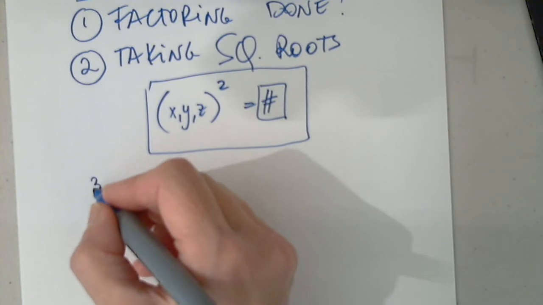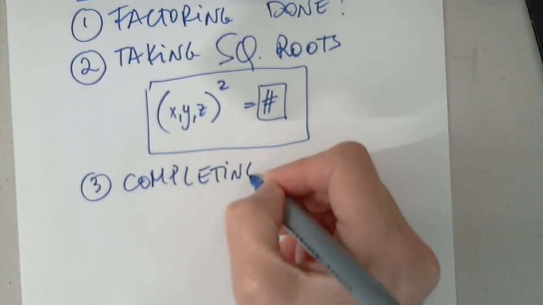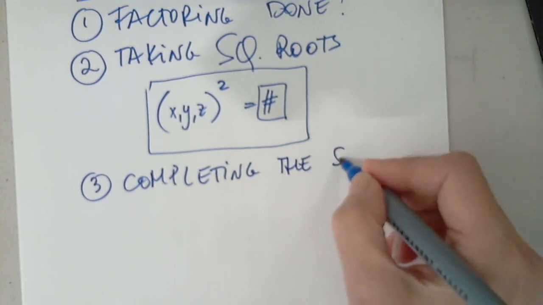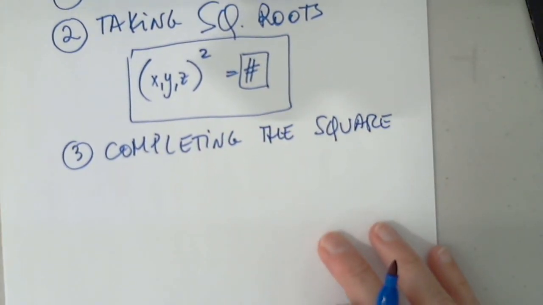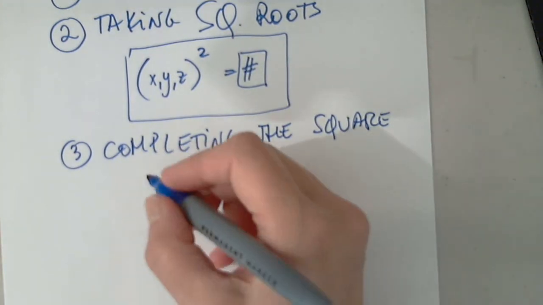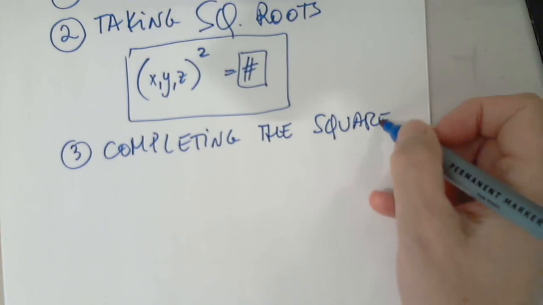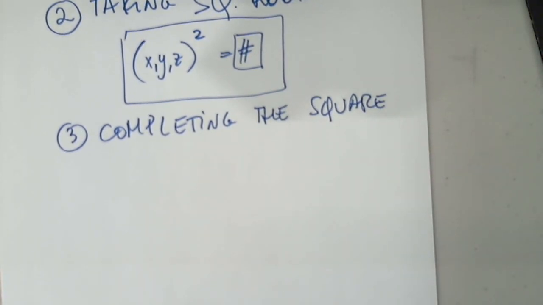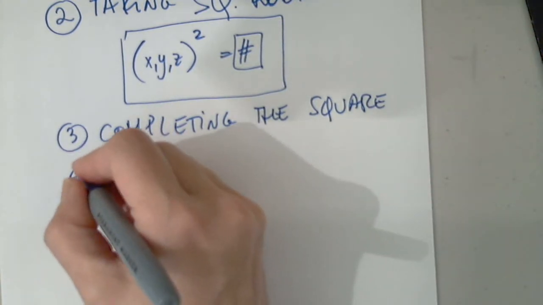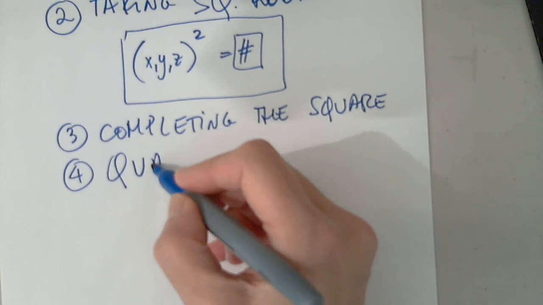Number 3 is completing the square. When do I complete the square? Only when I'm forced to. I will never do this, but it's an important method for something else that comes up in this course. That's why we need to talk about it. And the last one is a quadratic formula.